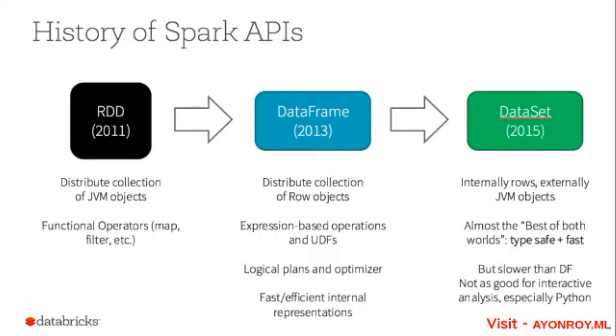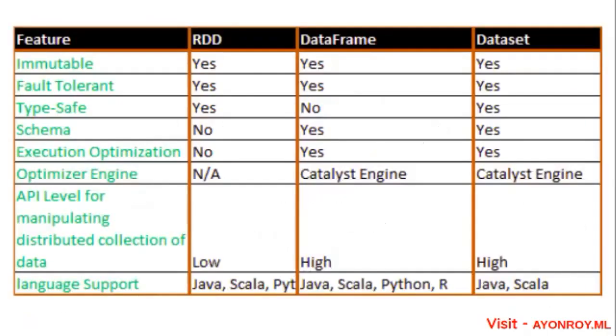So what I'm talking about, these characteristics, you can definitely look into those things like RDD, DataFrame, and Dataset. So these are some of the features: immutable, fault tolerant, type safe, schema, execution optimization, and the API level, right? The API level for manipulating collections of things. So language support like Java, Scala, Python, R.